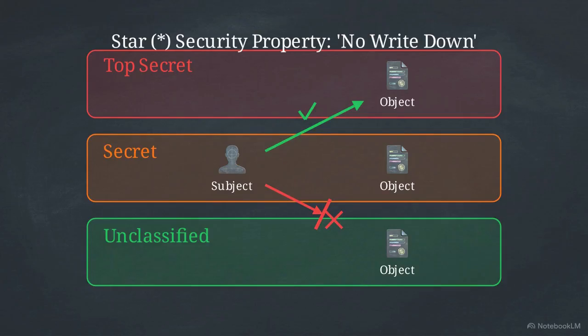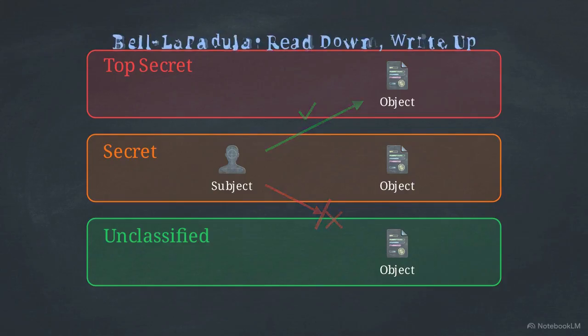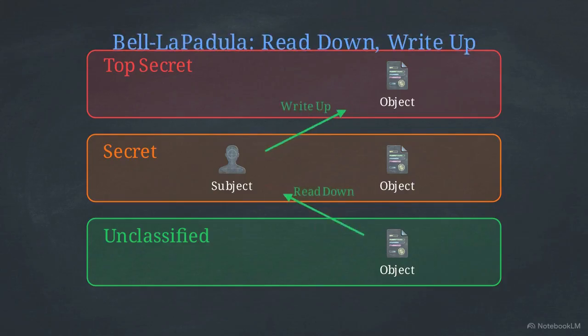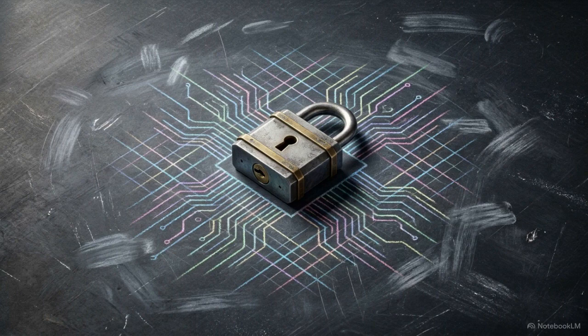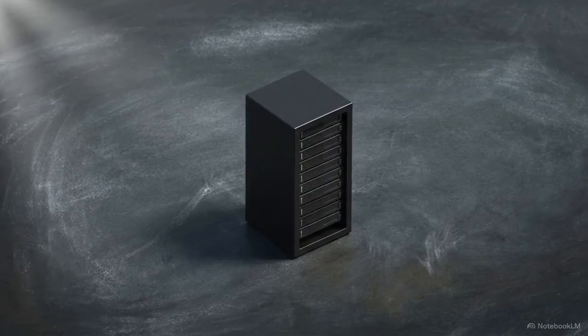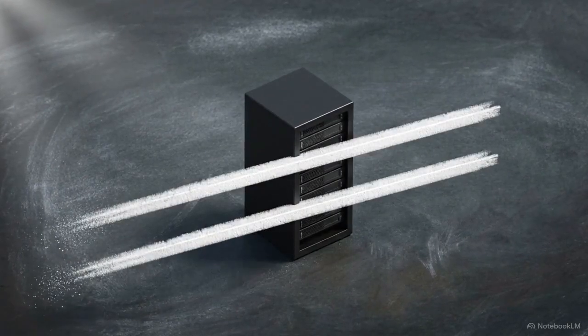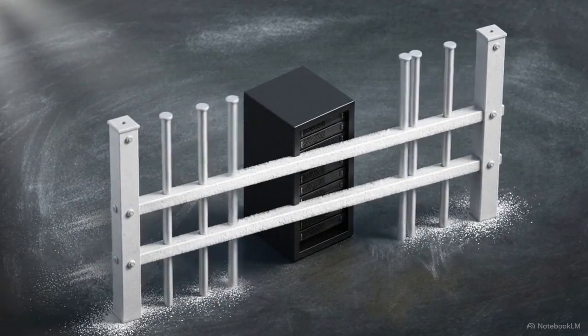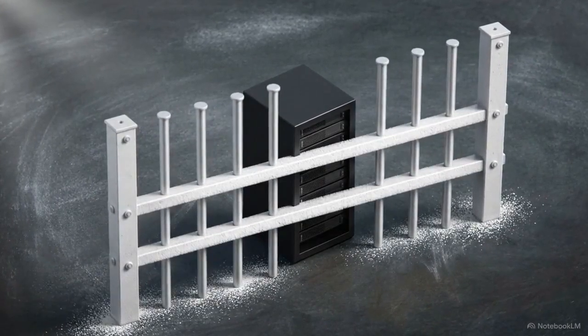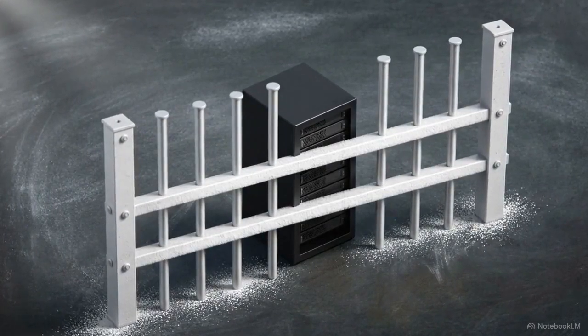This prevents data leakage. A user on a secret project can write up into a top-secret file, but attempting to save that classified information into an unclassified document is mathematically blocked. To ensure these mathematical proofs hold over time, the model relies on the tranquility principle. This rule dictates that the security levels of subjects and objects cannot change while the system is actively operating, locking the verifiable state in place.